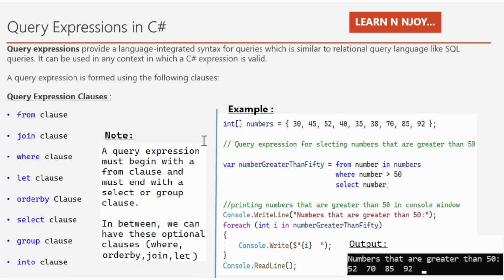In this example, we have this numbers array where the numbers are 30, 45, 52, 40, 35, 38, 70, 85, 92, right? And in the second statement, we have written this query expression for selecting numbers that are greater than 50. I have written from number in numbers where number is greater than 50 select number. This query is just going to pick those numbers only that are greater than 50 and store them into this variable numberGreaterThan50.